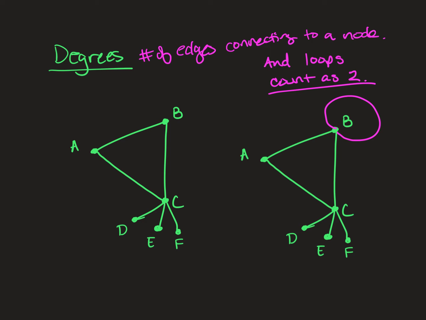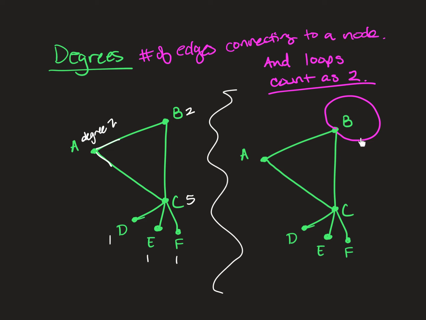So the degree is just the number of edges connecting to a node. So in this graph over here, these are two separate graphs. A has a degree of 2 because there's 2 edges coming off of it. Similarly, B is 2. Each of these has a degree of 1 because there is just 1 edge coming off of it, whereas C has a degree of 1, 2, 3, 4, and 5. So C is a degree 5.